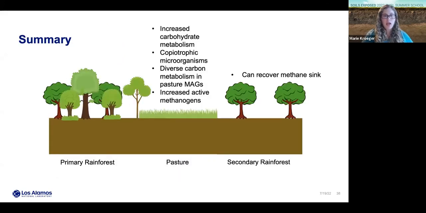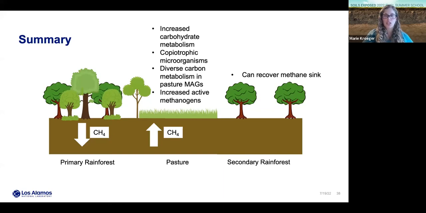So to summarize, we found that in the primary rainforest, there was a decrease in our methane production. So it was a methane sink. And generally speaking, we didn't see an increase in methanotrophy or methanogenesis. In general, it seems to be not driving the methane flux. In the pasture, we're seeing that methane flux really driven by the increased activity of methanogenesis. Also, there's that increased carbohydrate metabolism that I talked about in the first section, and copiotrophic microbes. This increased carbohydrate metabolism could be what's feeding those active methanogens.